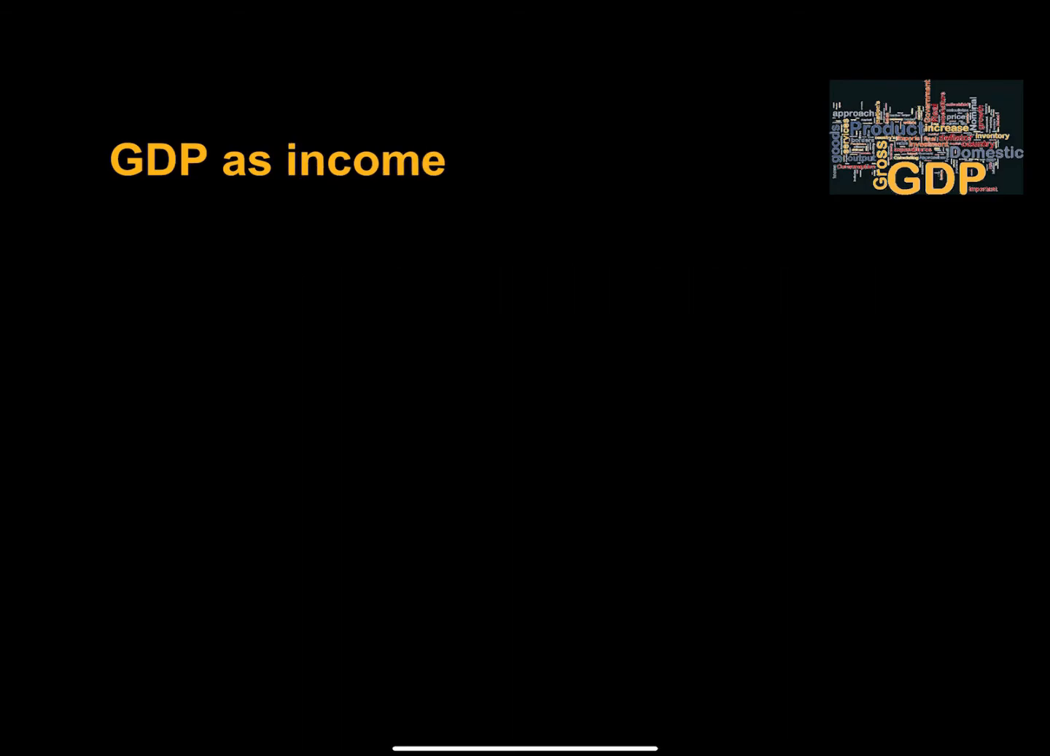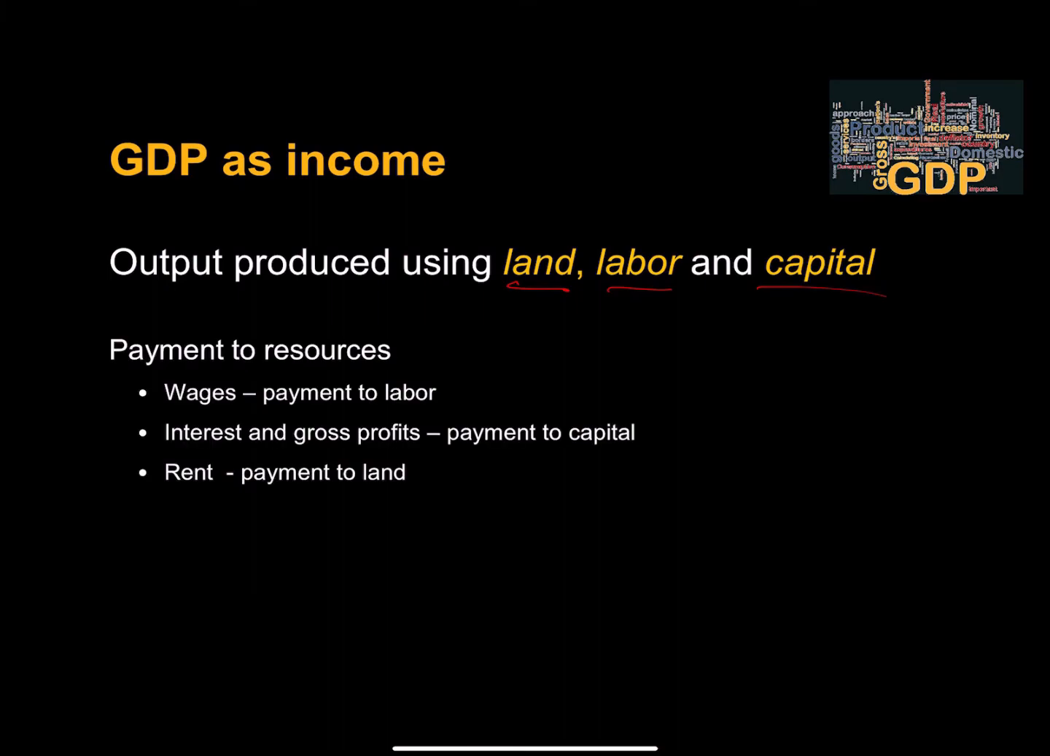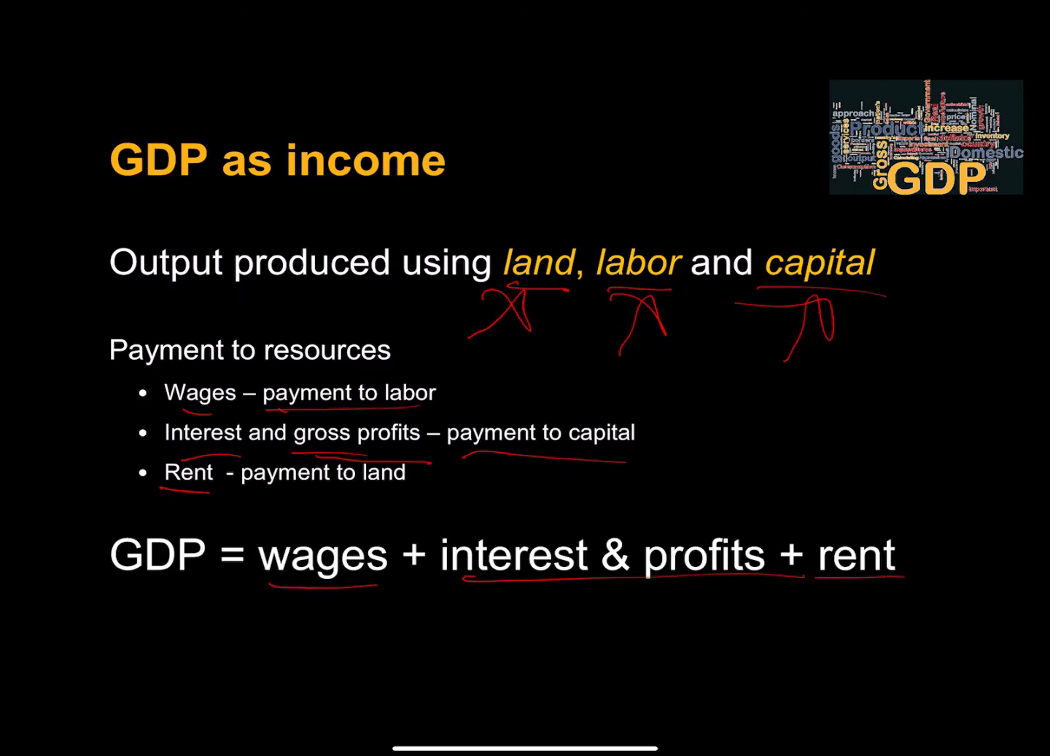We also might want to think about GDP as a measure of income. We produce output using resources: land, labor, and capital. These resources earn income. We pay our labor wages. We pay our capital interest and gross profits, profits before taxes and depreciation, and we pay our land rent. Now, as one entity's expenditures end up being another entity's income that gets distributed across these three resources, if we add up wages, interest and profits, and rent, we're going to come up again with GDP.